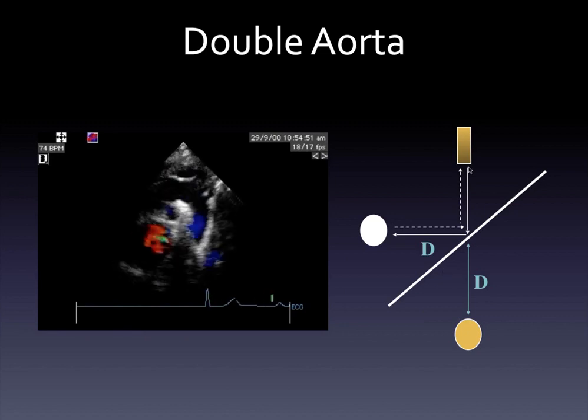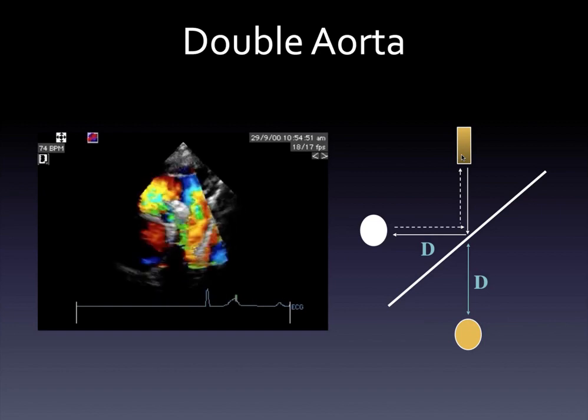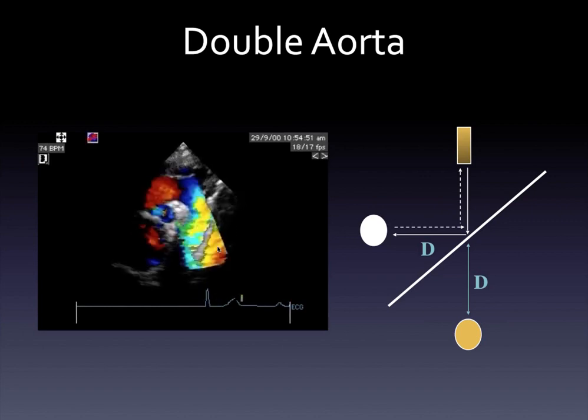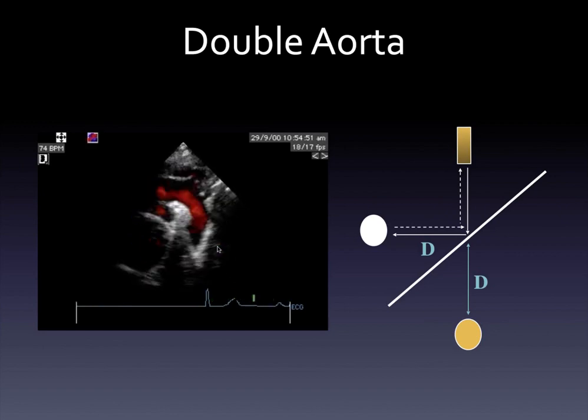So the sound comes down here and is reflected off the far wall of the descending aorta, goes to a structure, in this case the flow, reflects back and comes up. But the probe doesn't know that this has occurred. So it assumes that this structure or this flow is actually over here. That's why if you do a pulse wave Doppler here and a pulse wave Doppler here, you will get the same signal. Next time you see it, just try it, and I can guarantee this will happen. This is called a double aorta artifact due to a mirror reflection.